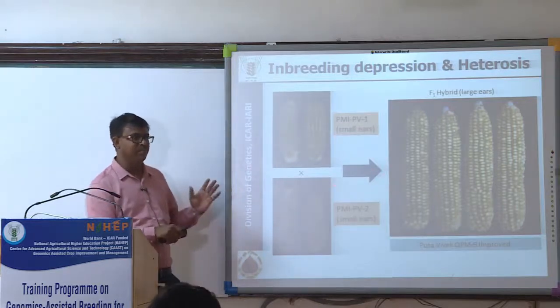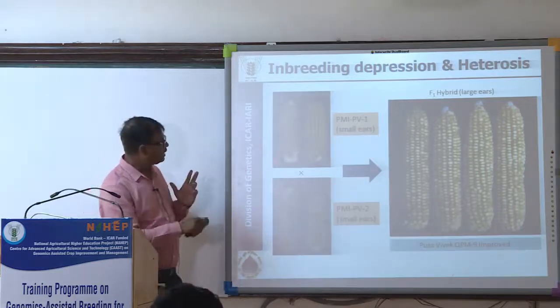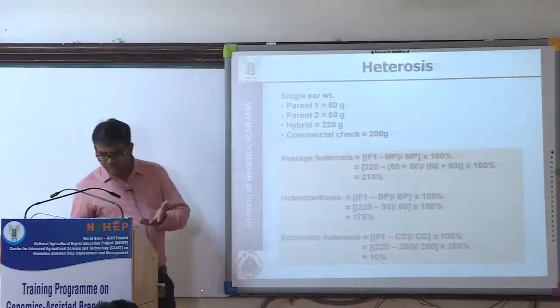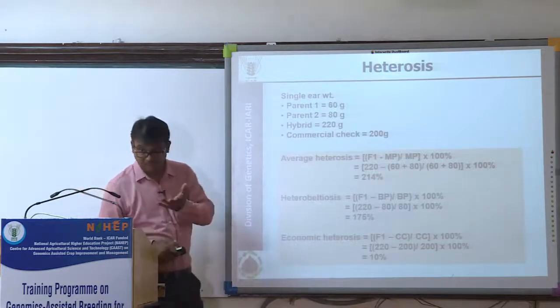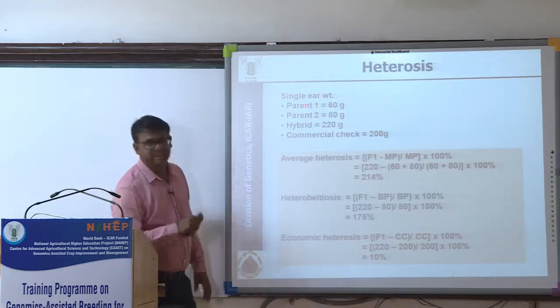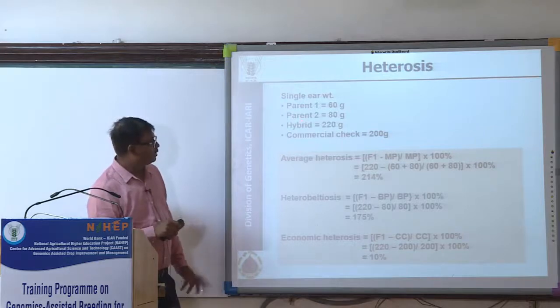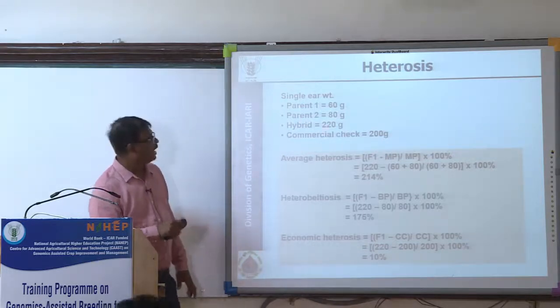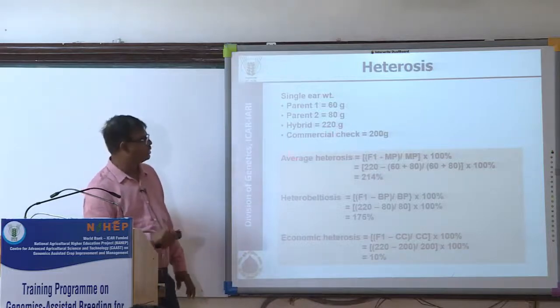So this is a classical example of heterosis, and this is an example of inbreeding depression. How to calculate heterosis, we can explain to the students, especially in school. Suppose the average ear weight of parent 1 is 60 grams, the average ear weight of parent 2 is 80 grams, and the hybrid is 220 grams. That means heterosis is taking place.